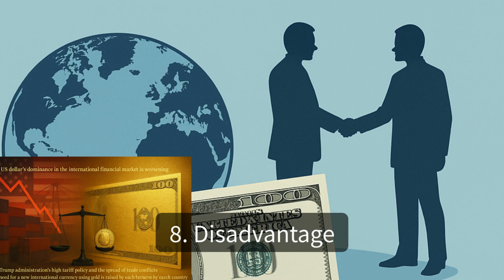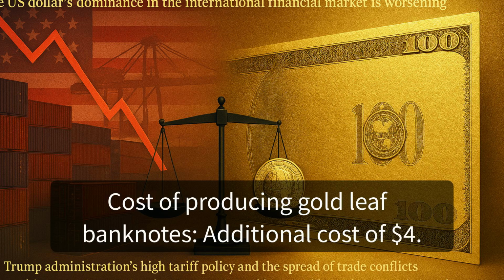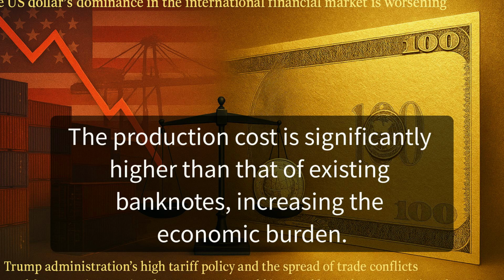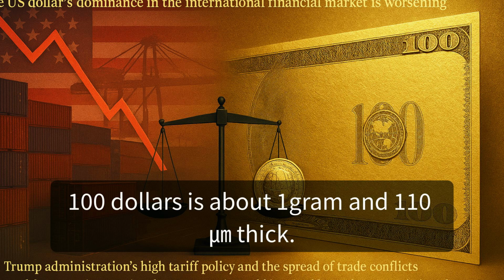8. Disadvantage. 1. High manufacturing cost and economic burden. Cost of producing gold leaf banknotes, additional cost of $4. The production cost is significantly higher than that of existing banknotes, increasing the economic burden. It is 1.5 times the weight of an existing banknote and is thick. $100 is about 1 gram and 110 in thickness.